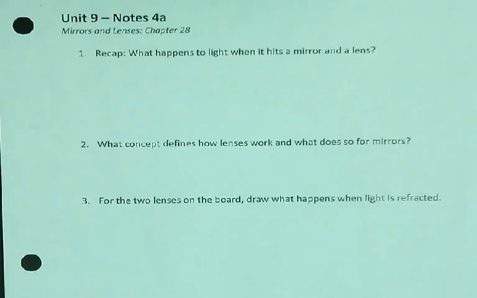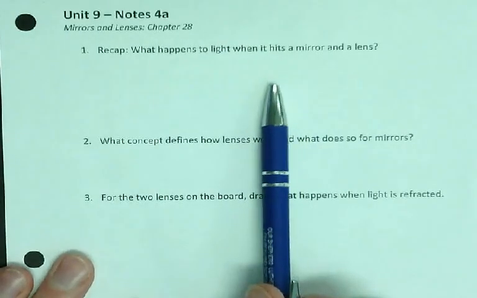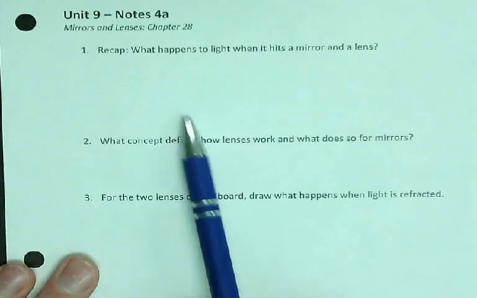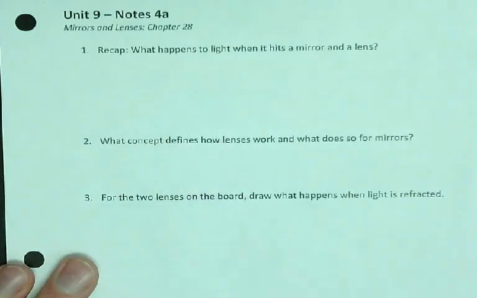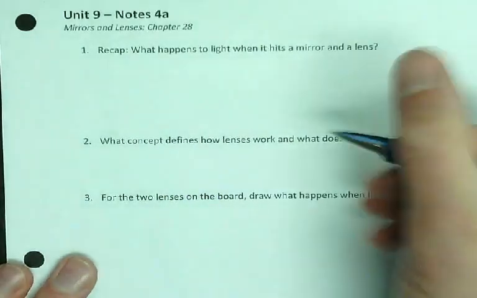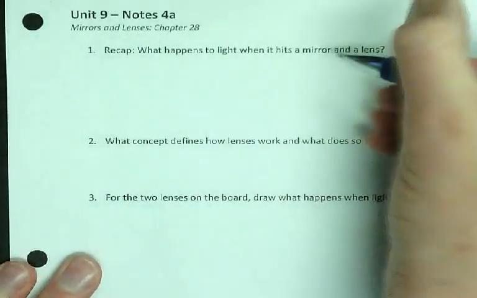What happened when light hit a mirror? So light hit mirrors, and what happened? Yeah, it reflects. So when light hits a mirror, it bounces off.